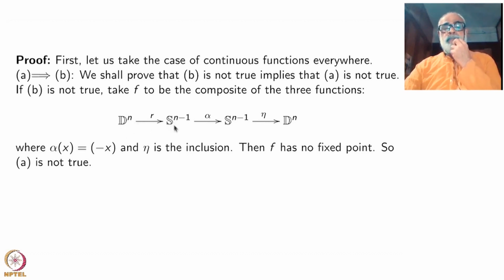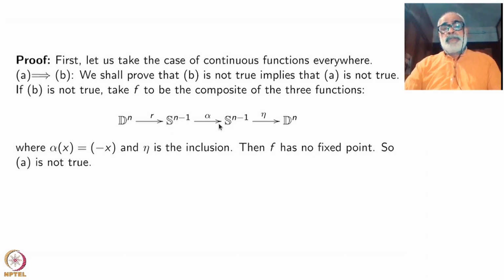Take that map, compose it with this alpha which sends x to minus x, the antipodal map. Okay. So you are inside Sn minus 1. Now you go back to Dn by the inclusion map. That's all. Okay, what happens? This function will never have any fixed points at all.